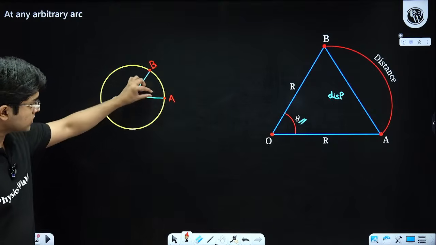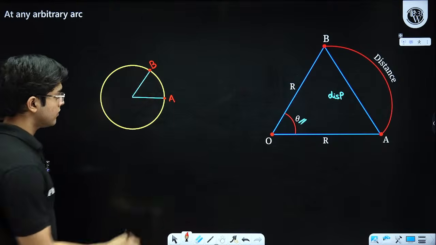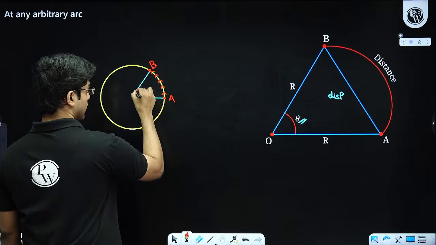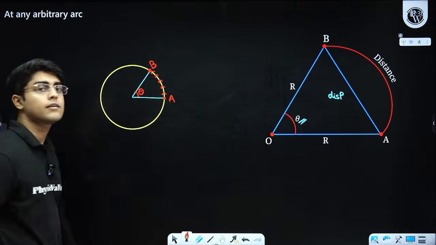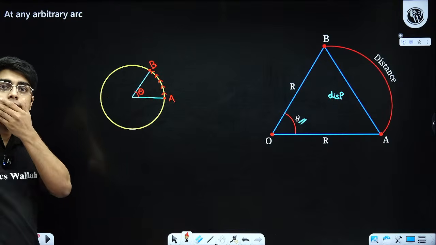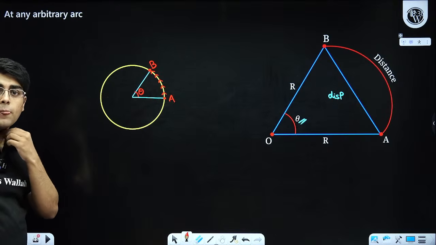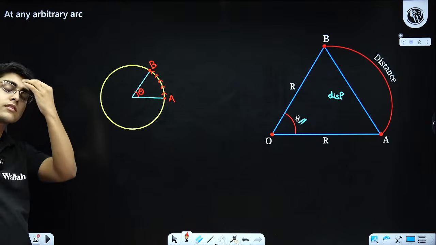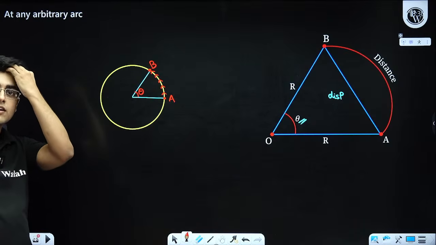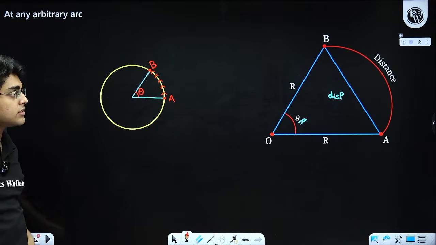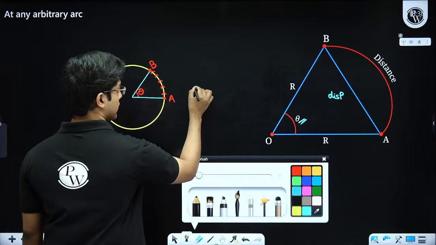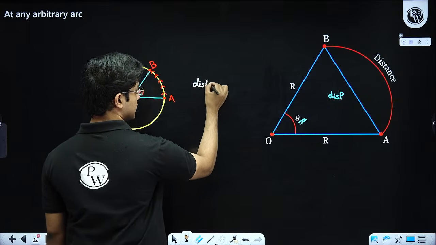Okay, so situation is something like this. We go from A to B along this arc of the circle. This angle is known to us, it is theta. Any idea, guys? What will be the answer in this case? So the distance will be, what is the distance in this case?